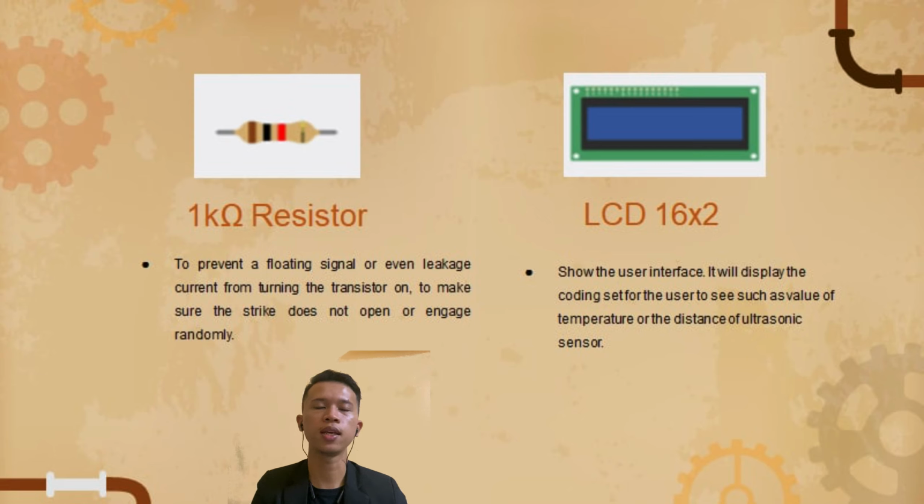Okay, next, lastly, the LCD size 16x2, which is used to show the user interface. It will display the coding set for the user to see, such as the value of the temperature or the distance of the ultrasonic sensor. The quantity used is 1. Okay, so that's all for my part.